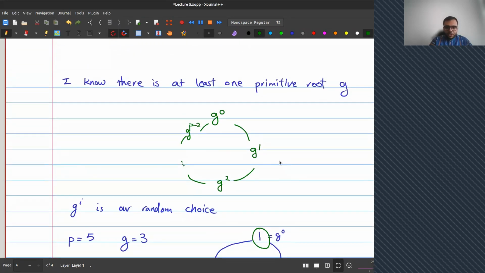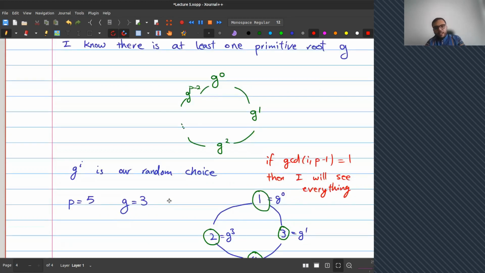Now, if I want to do this in general, I have a situation like this. I have a cycle of length p minus 1. As long as this power I that I chose is co-prime to p minus 1, as long as the greatest common divisor of I and p minus 1 is 1... The length of the cycle is p minus 1, and I is the number of steps that I take each time. So if the greatest common divisor of I and p minus 1 is 1, then I will see everything in my cycle, which means that G to the power of I would be a primitive root.